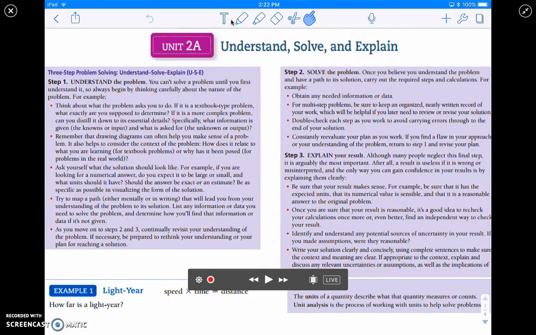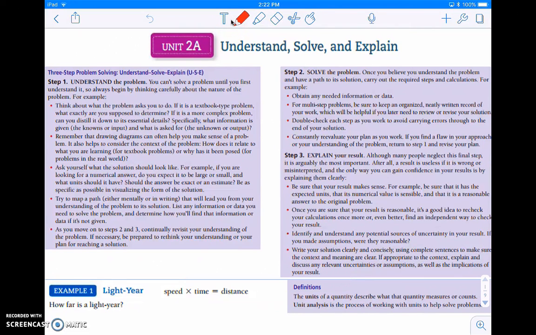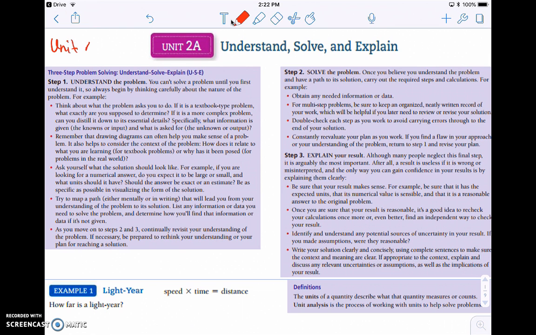Alright, in this video we'll be taking a look at Unit 2A entitled Understand, Solve, and Explain. So we'll be looking at solving problems, and one of the big ideas that we're going to be looking at in the problems we're going to be solving here is what's called unit analysis. Sometimes it's also referred to as dimensional analysis, and we'll get into what we mean by unit analysis here momentarily.